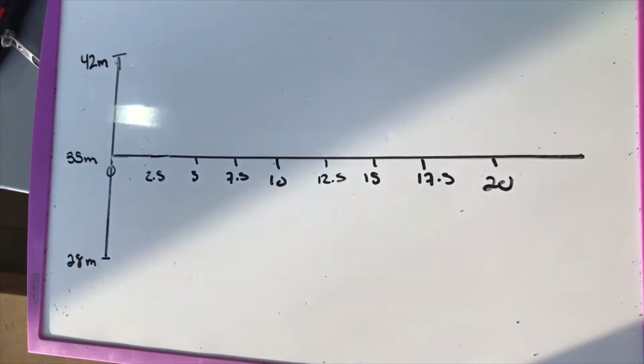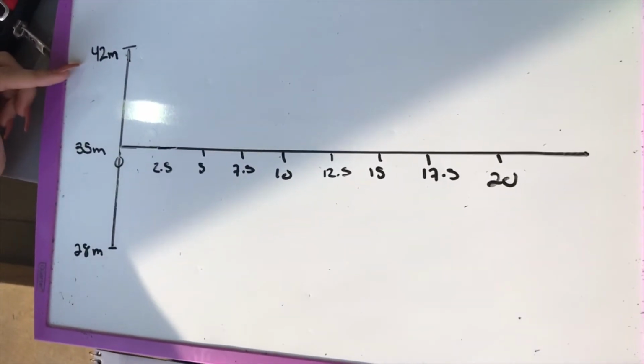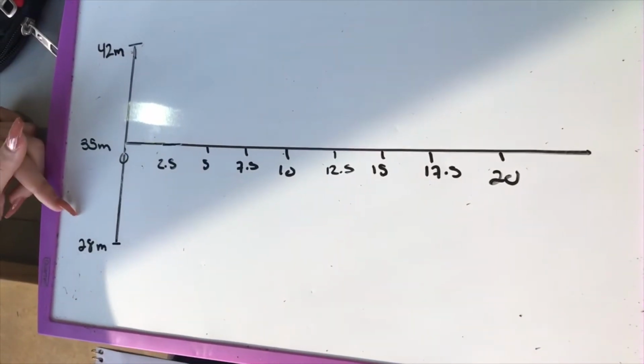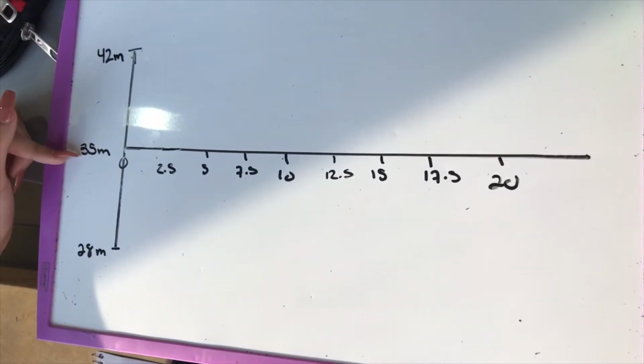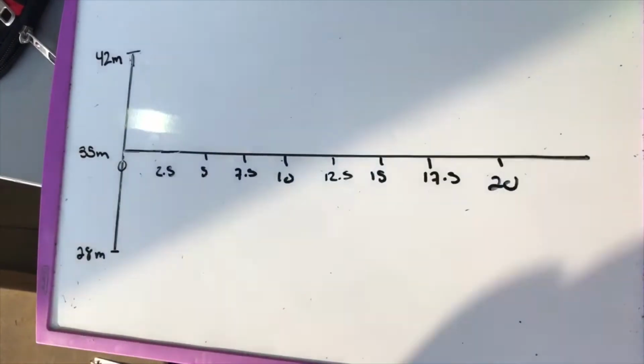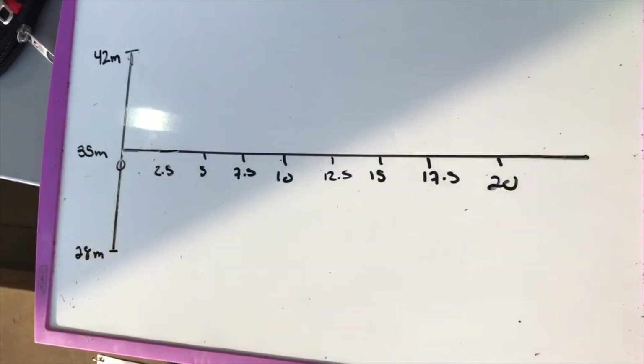So for our scale, the maximum would be 42 meters since it's our high tide, and then our minimum would be 28 meters since it's our low tide. The equation of axis would be 35. We know this because 42 plus 28 is 70, and then 70 divided by 2 would give us 35 meters.